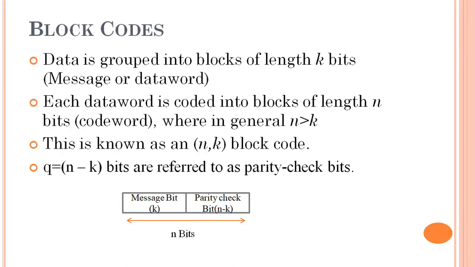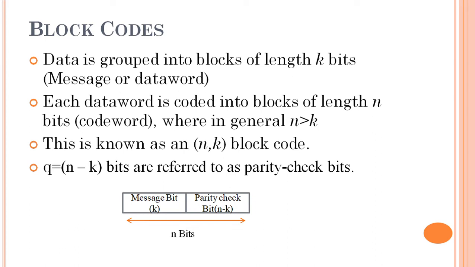Now let us see what we mean by block codes. Data is grouped into blocks of length k bits, called a message or data word, where each data word is coded into a block of length n bits, called a code word. For example, if we take k as a 3-bit message or data word, we convert the 3 bits into an n-bit code word by adding some check bits or redundant bits. We call that code a block code.